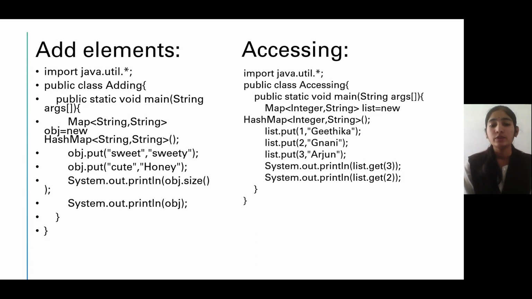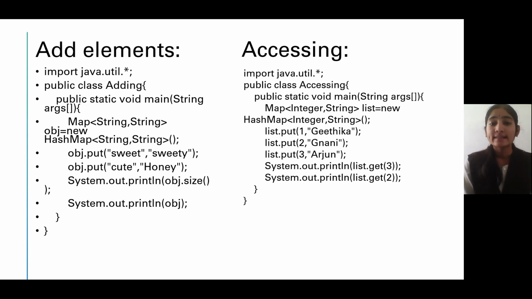Now let us see output for this, for adding. We'll get 2 because we mentioned their size, right? So there are 2 items, and we'll get curly braces, sweet equal to sweetie and cute equal to honey. Like this we'll get by adding elements into the hash map.